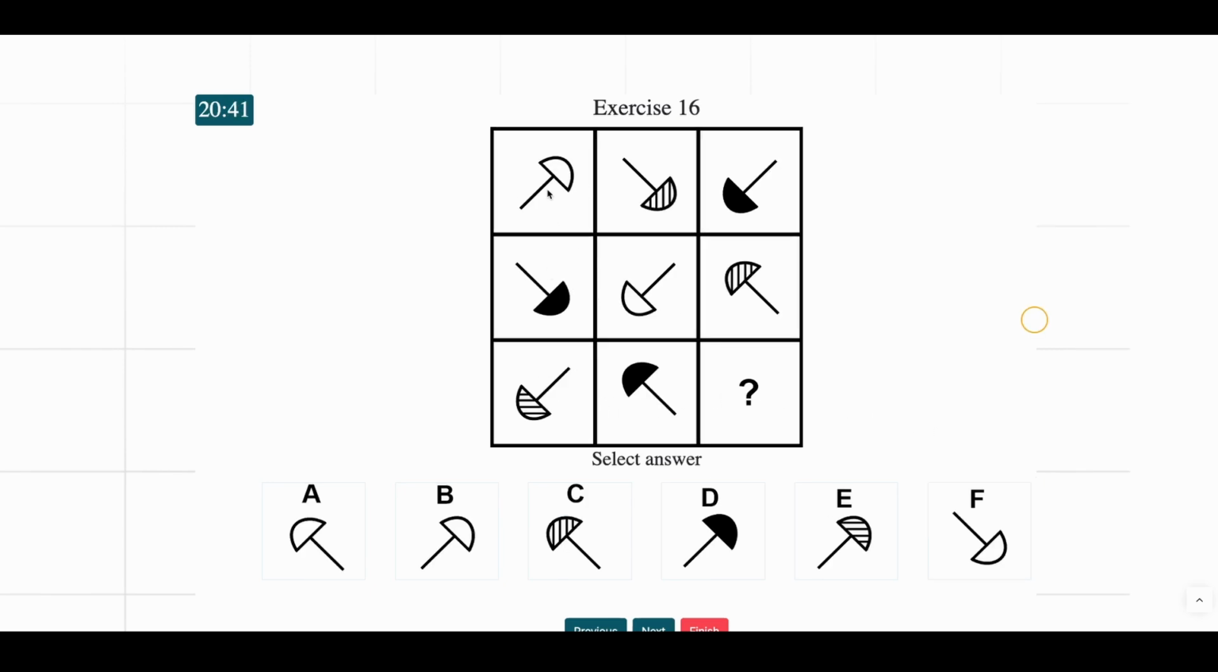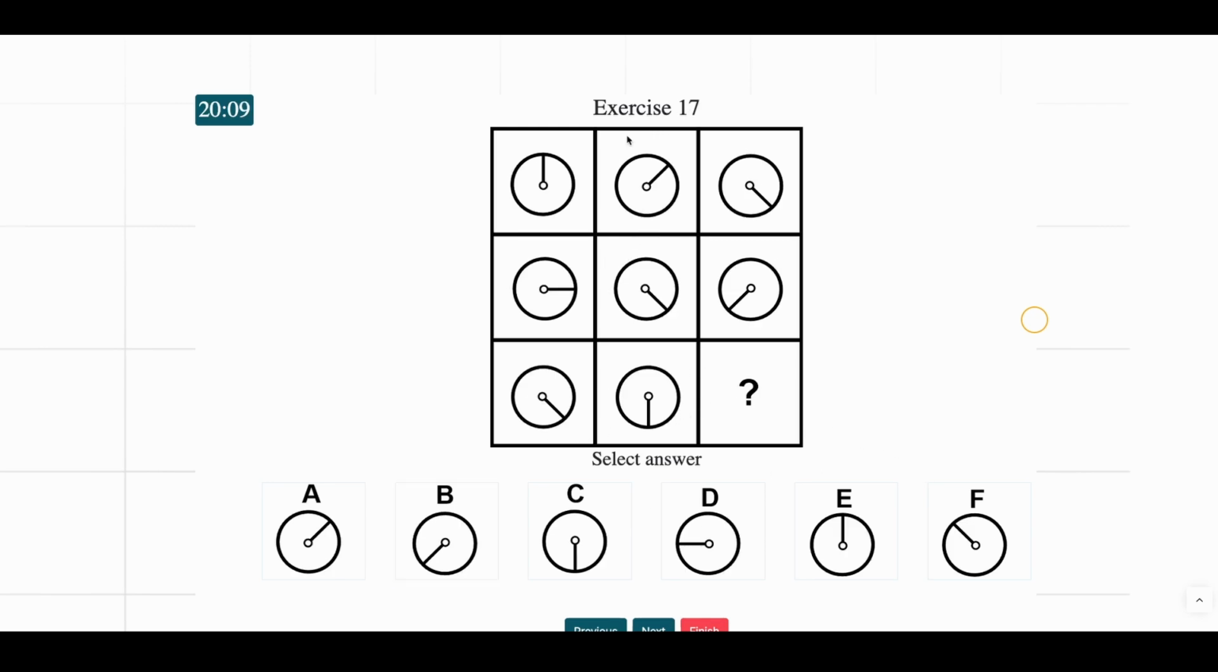In this one you can see the sliders rotate clockwise. Each row has a white, gray, and black slider. This one is missing a white slider, and the order of rotation gives us B. Exercise 17, going left to right in the rows, the circle rotates 45 degrees and then 90 degrees. See here, same thing. Following that pattern, the answer is D.